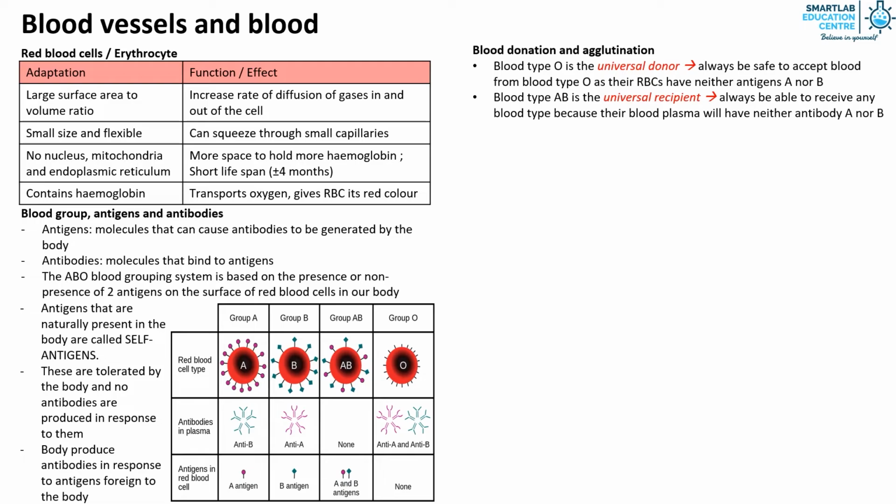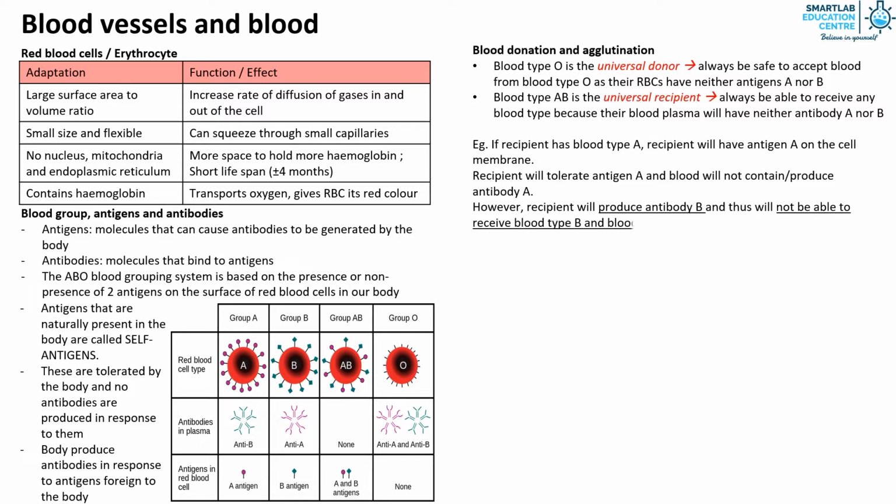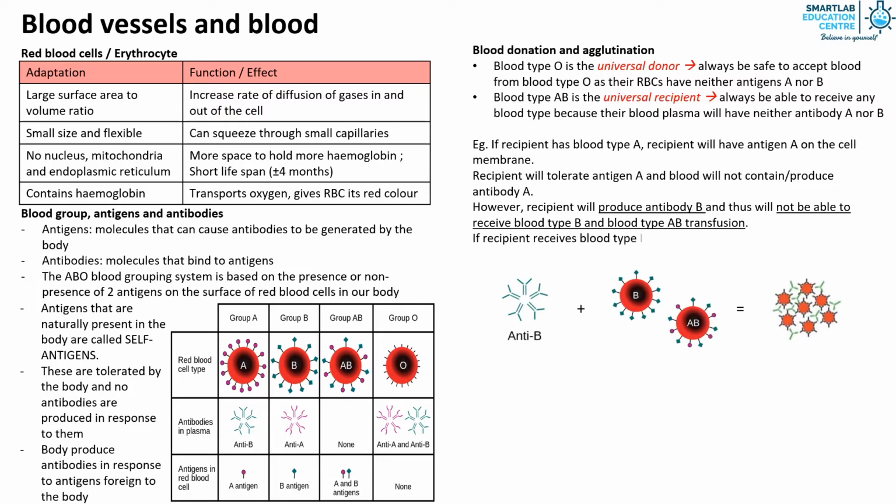For example, if the recipient has blood type A, it means the recipient has antigen A on their cell membrane. Thus, the recipient will tolerate antigen A and blood will not contain or produce antibody A. However, the recipient produces antibody B and thus will not be able to receive blood type B and blood type AB transfusion. Should the recipient receive blood type B or AB from the donor, it will result in clumping or agglutination of red blood cells.